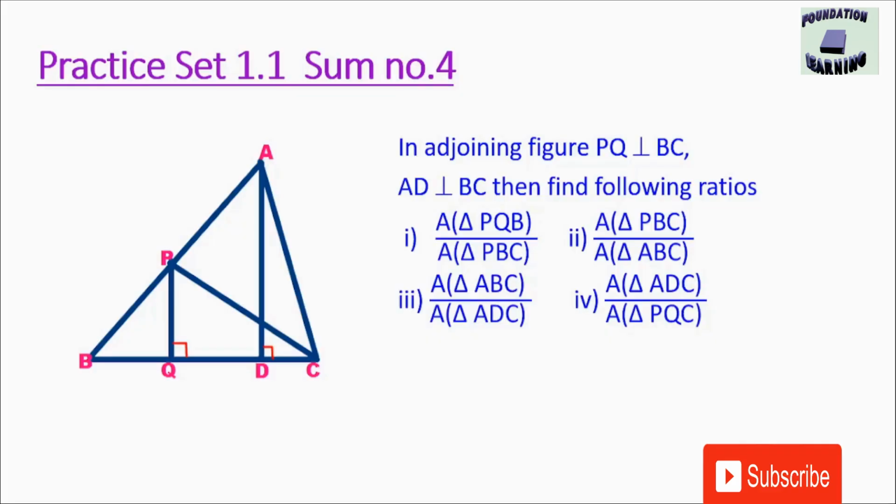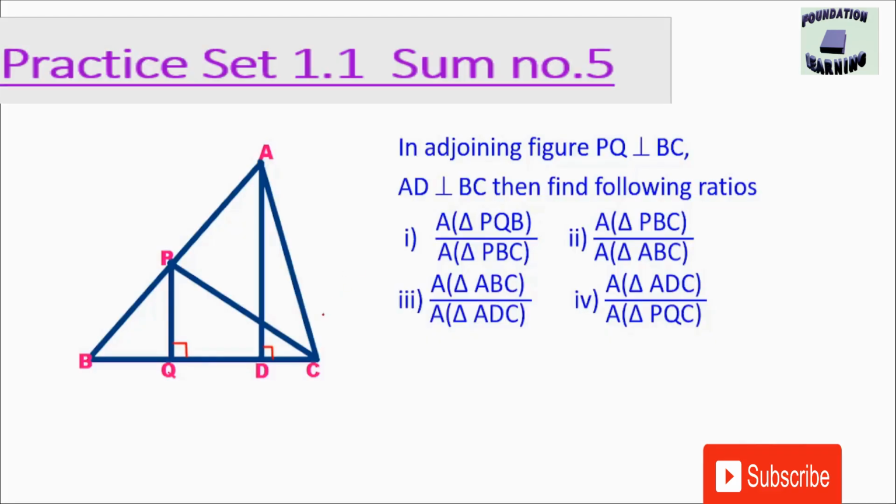Here it is given that AD is perpendicular to BC. This part, okay, AD is perpendicular to BC. PQ is perpendicular to BC. PQ is also perpendicular to BC. So what is perpendicular? It makes 90 degrees with the base. And that's also the height.